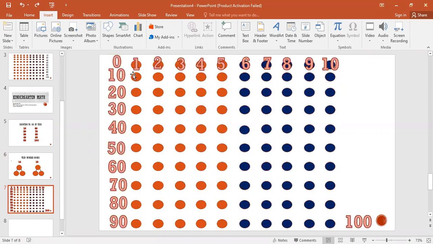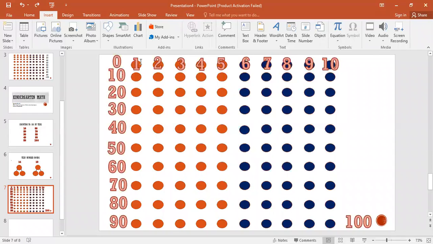All right, before we do that, let's start with our tens here on the side. Let's go ahead and count to 100 again by tens. 10, 20, 30, 40, 50, 60, 70, 80, 90, 100 over here. Let's count backwards this time. Ready? 100, 90, 80, 70, 60, 50, 40, 30, 20, 10.